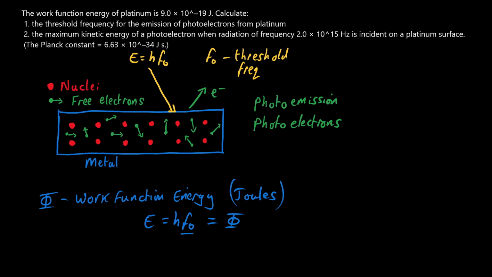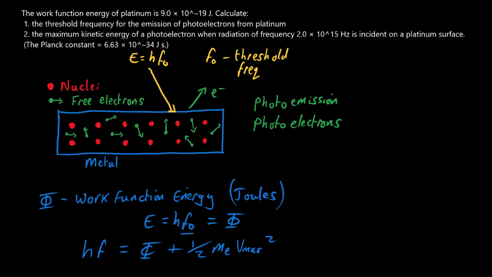And we can write this all out with the photoelectric equation. So if we have the energy of the incident photon here, where h is Planck's constant and f is the frequency of the incoming photon, that will be equal to the work function energy, which is the minimum amount of energy required to liberate an electron from the surface of the metal, plus the kinetic energy of the final photoelectron.